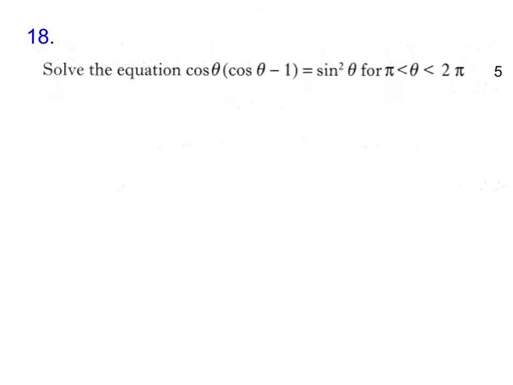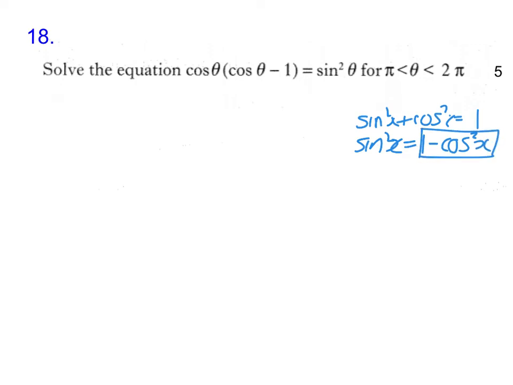Okay, for question 18, we have an equation, and we have to solve this equation. Cos theta bracket cos theta minus 1 equals sine squared theta. Right, so sine squared theta sticks out for me. I don't want that there. So you need to remember that sine squared x plus cos squared x equals 1, I know I've dropped my x's there. So sine squared x is 1 minus cos squared x. So that is what I'm going to replace the sine squared theta with.